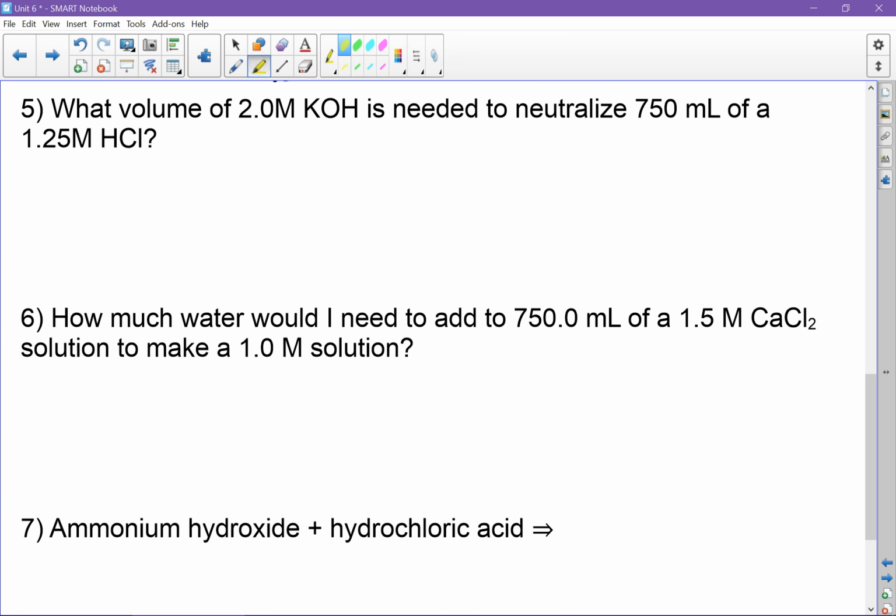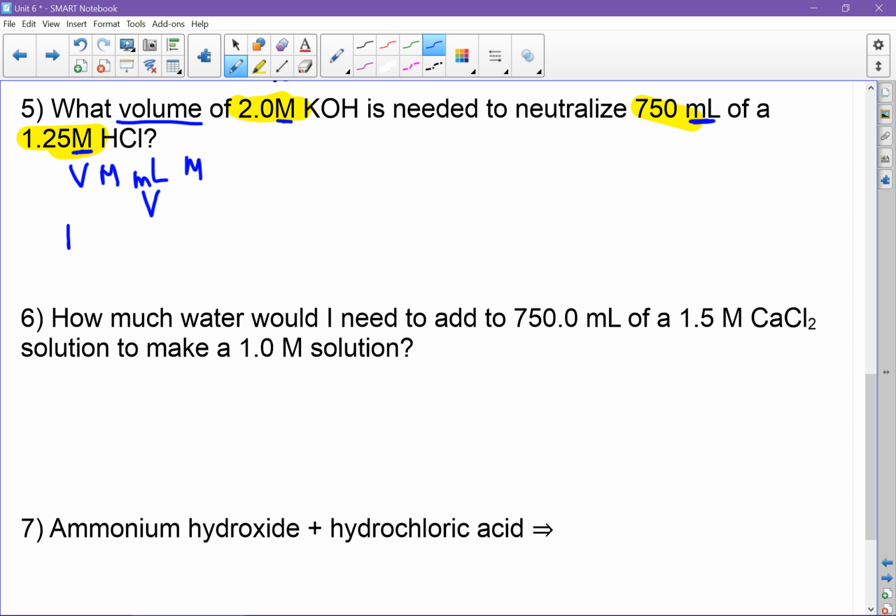Alright, next question. So you're going to find the numbers. The question says what volume, so I'm going to need something with volume. Then I see a molarity number. Then there's another milliliter, which is the same thing as a volume number. And then an M here. So I need a formula that has volume, molarity, volume, molarity. That means I'm going to choose M1V1 equals M2V2.